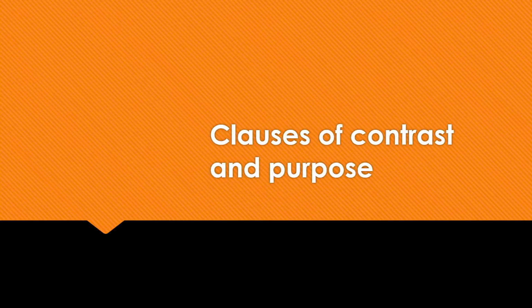Classes of contrast and purpose. Let's see how to use some words, we can say some connectors, that are going to give us this kind of clauses. There are some words that imply contrast in a sentence, and some of them give us the idea of purpose, or we can say a result. So let's see how to use them, and we are going to classify them in two main groups.